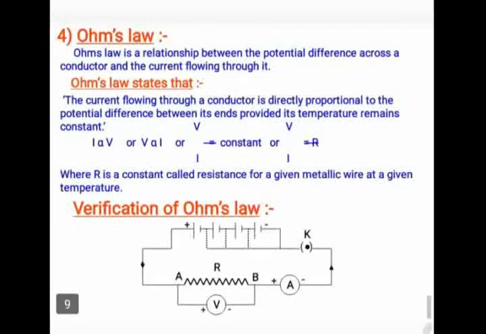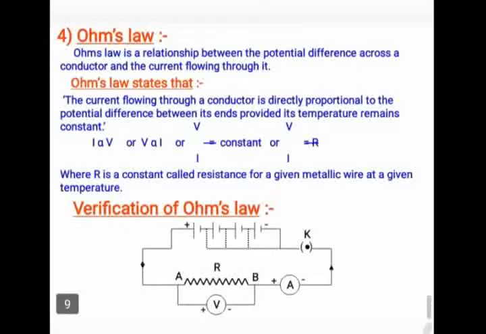Ohm's law. In 1827, German physicist George Simon Ohm gave a relationship between the potential difference across a conductor and the current flowing through it. This is called Ohm's law. According to this, the current flowing through a conductor is directly proportional to the potential difference between its ends, provided its temperature remains constant.